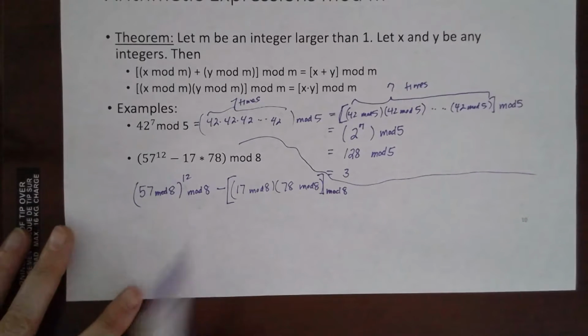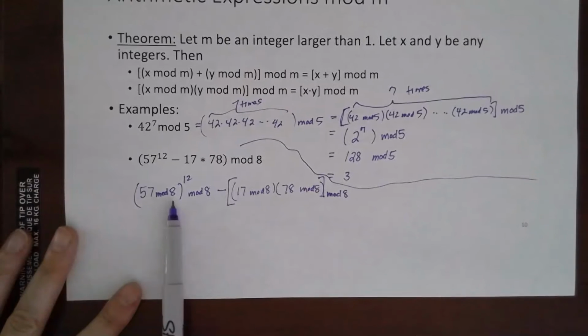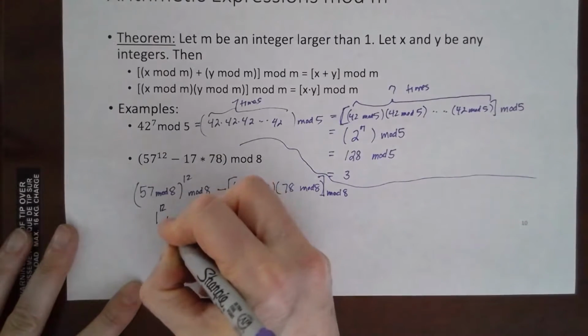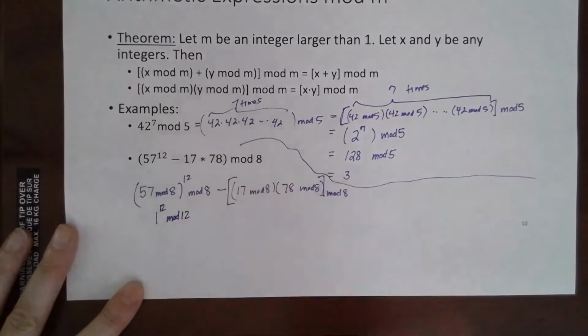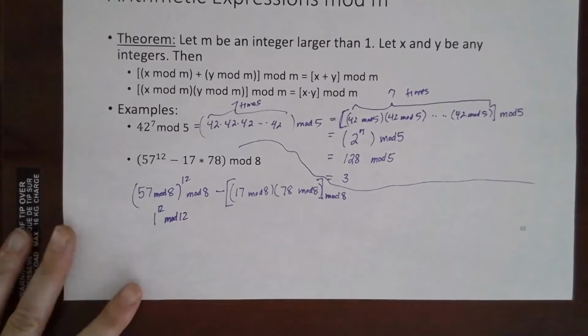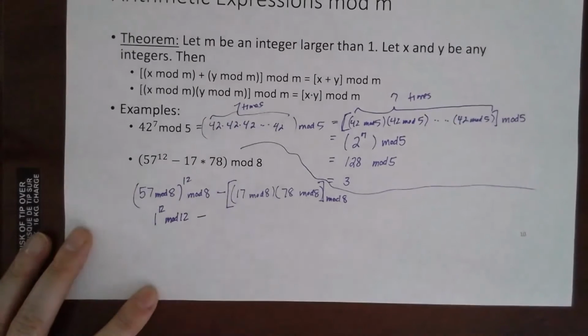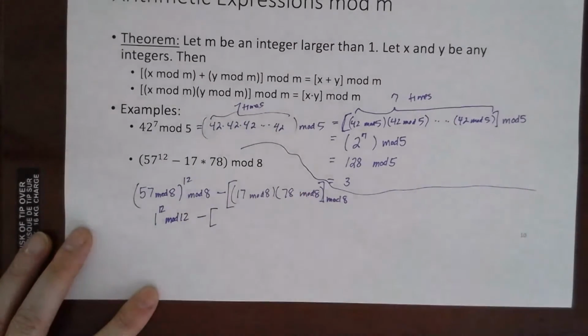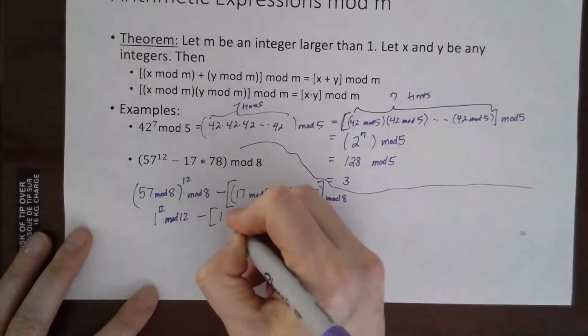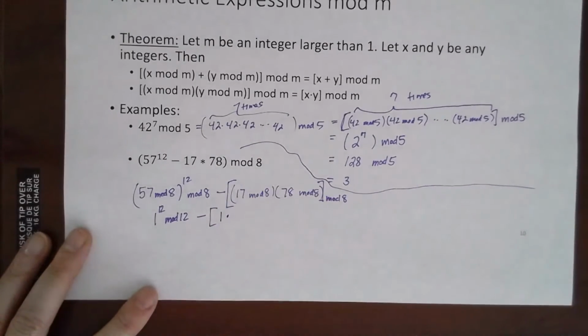And so, what is 57 mod 8? That's 1. Yeah, so this is just 1 to the 12th mod 8. And I think we can all do that in our brain. And that's much easier than doing 57 to the 12th power on your calculator. Okay. And then what is 17 mod 8? That's also 1. And 78 mod 8? 6.